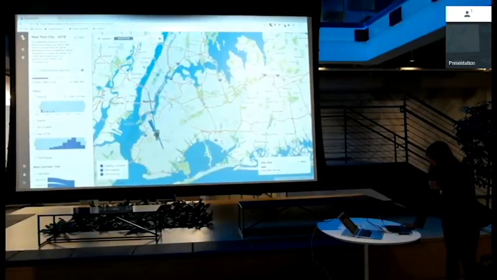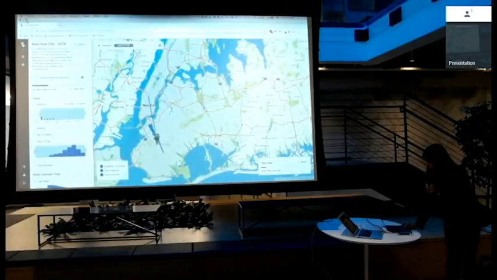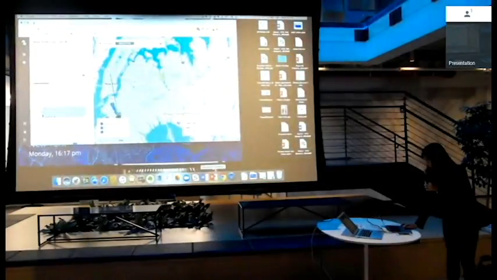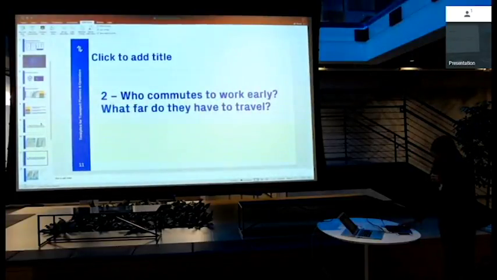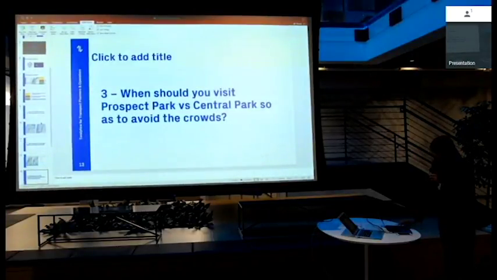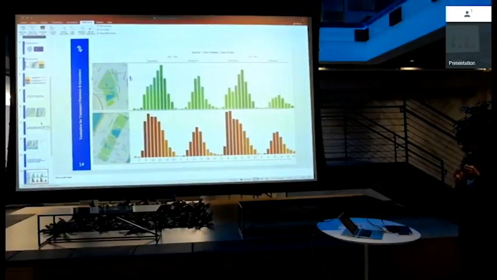Now I'm going to jump back to my slide. All right, so I did all that. What happens is, this is how the patterns look. So I actually have Prospect Park as more of a late night park, and Central Park more of a morning park. What you're looking at there is, up there is Prospect Park, and then down there is Central Park.